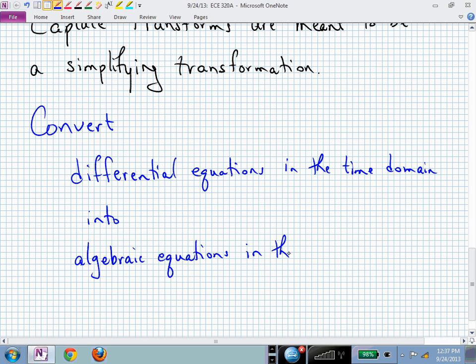And those are in a different domain. They're now in the frequency domain, and we need to get comfortable moving back and forth between these two domains, the time domain and the frequency domain.